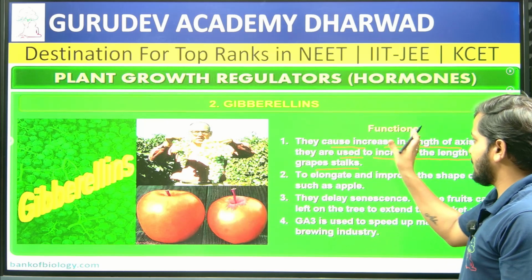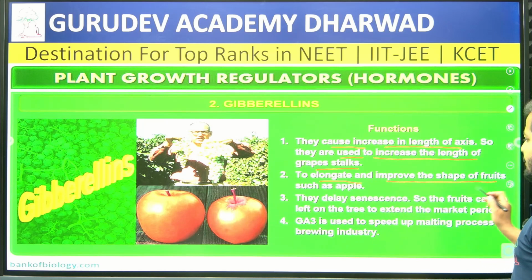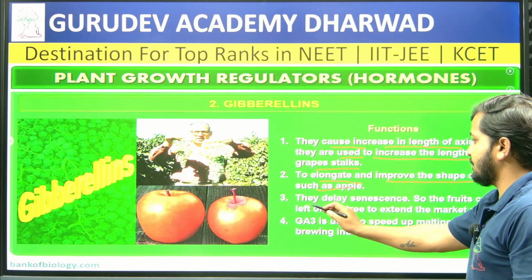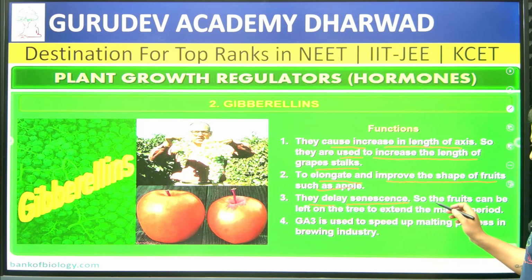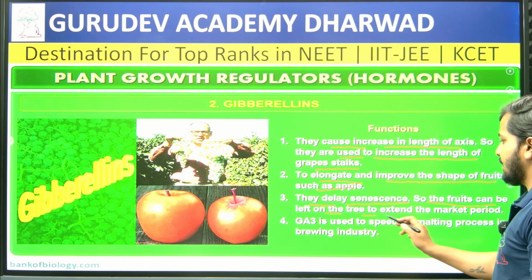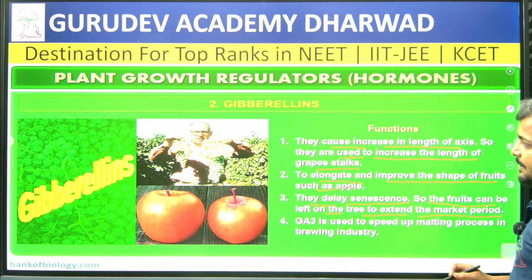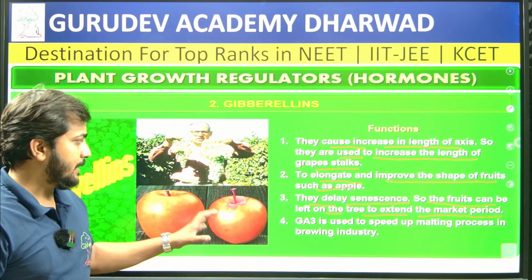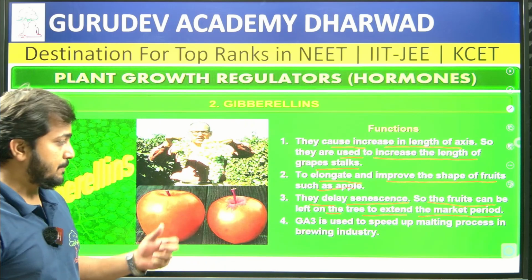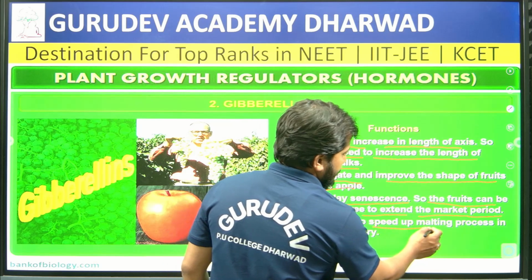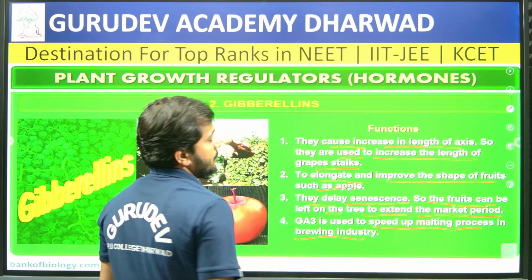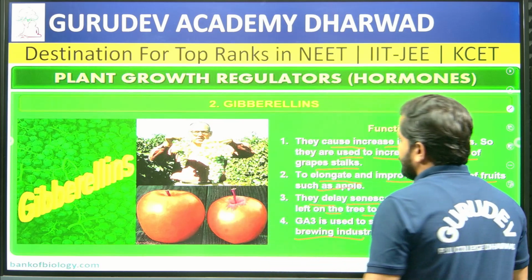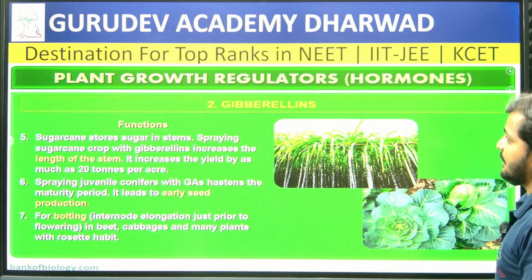So grape elongation, this form of growth can be initiated by means of gibberellin. To elongate and improve the shape of fruit, such as apple, for their shape and size improvement gibberellin is required. They delay the senescence actually, so the fruit can be left on the tree to extend the market period. Senescence means the lifespan is delayed by using such gibberellic acids. Then GA3 is used to speed up the malting process in the beverage industry. For malting or to carry out a fermentation procedure, they also use this GA3, terpenes, what we call it.